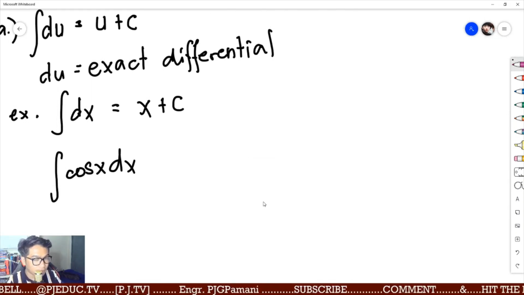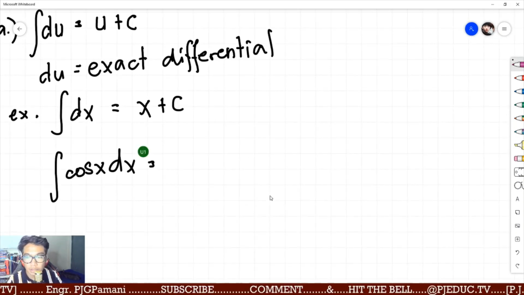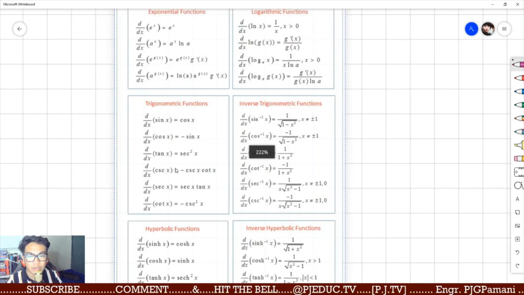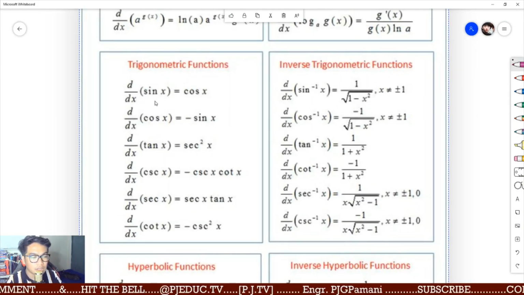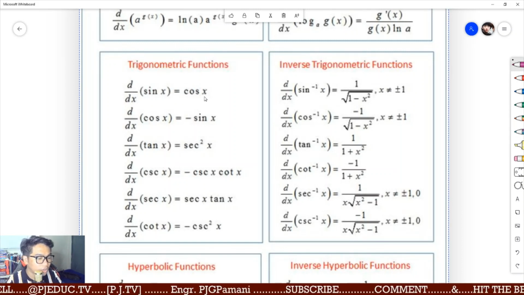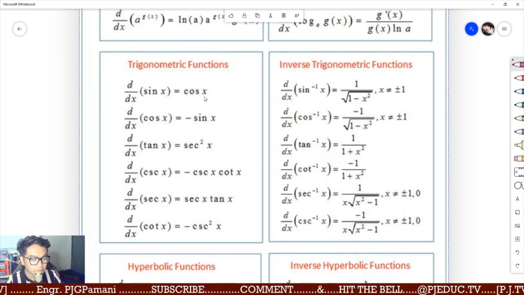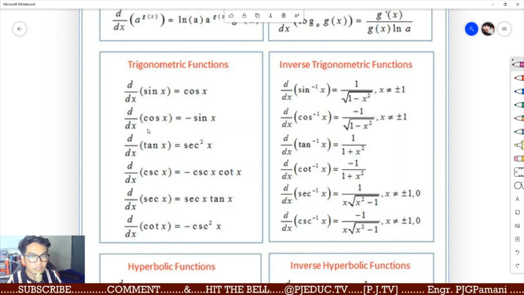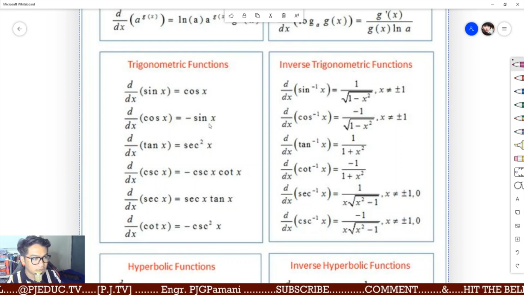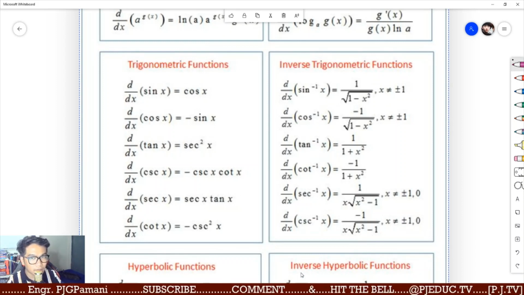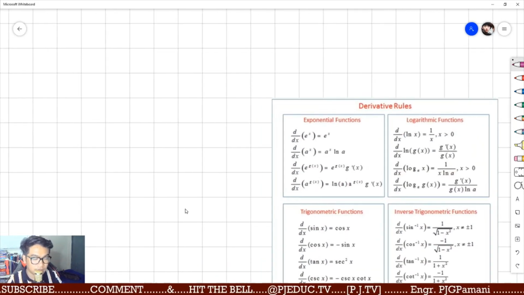So, integral of cosine x dx, remember that from your differential rules, trigonometric function, if it is sine x, the differential form is cosine x. Tama? And if it is cosine, the differential form is negative sine x. Baliktarin natin yung system. The integral of cosine x is basically sine x. The integral of negative sine x dx is cosine x.